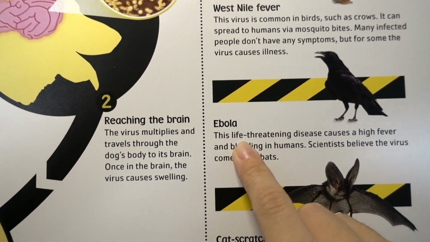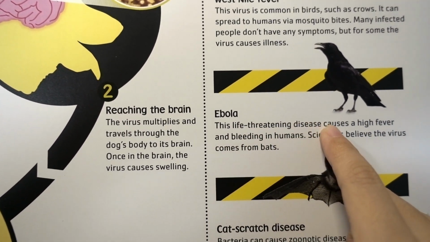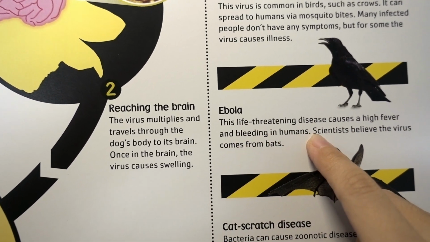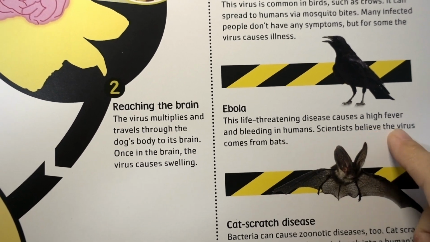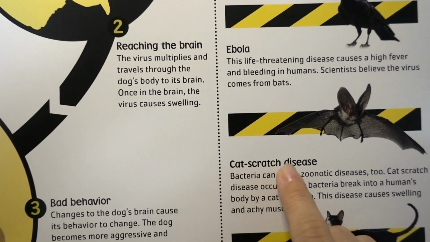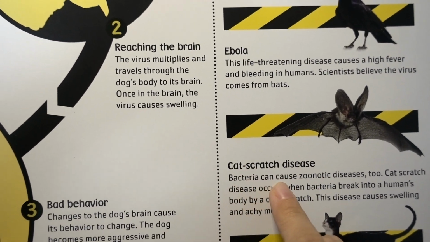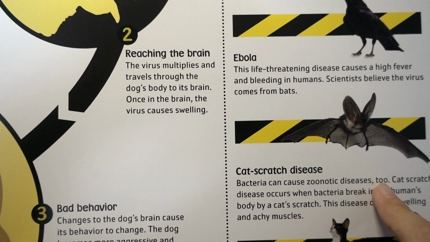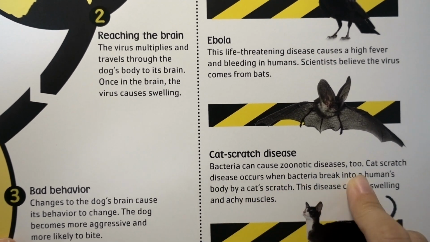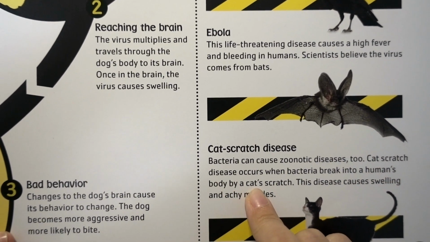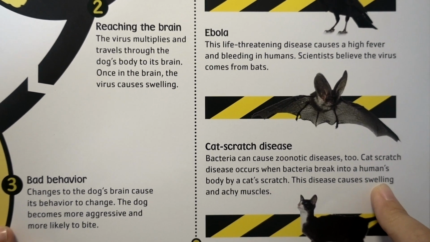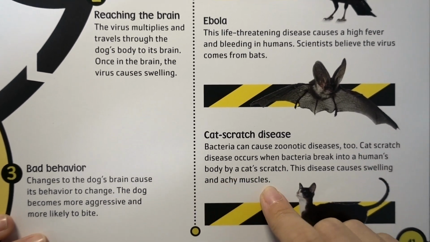Ebola. This life-threatening disease causes a high fever and bleeding in humans. Scientists believe the virus comes from bats. Cat scratch disease. Bacteria can cause zoonotic diseases too. Cat scratch disease occurs when bacteria break into a human's body by a cat scratch. This disease causes swelling and aching muscles.